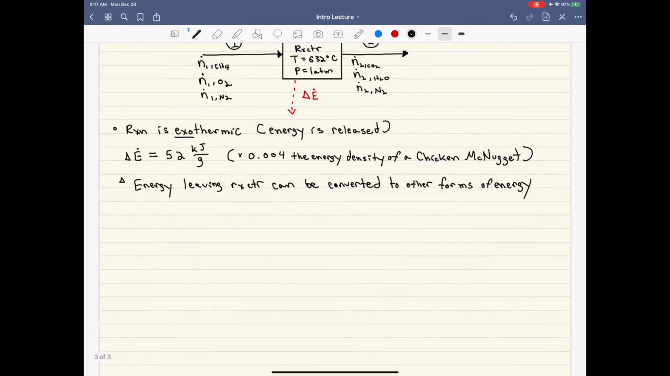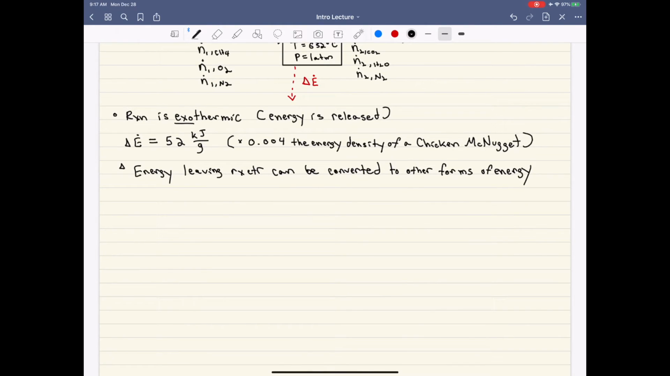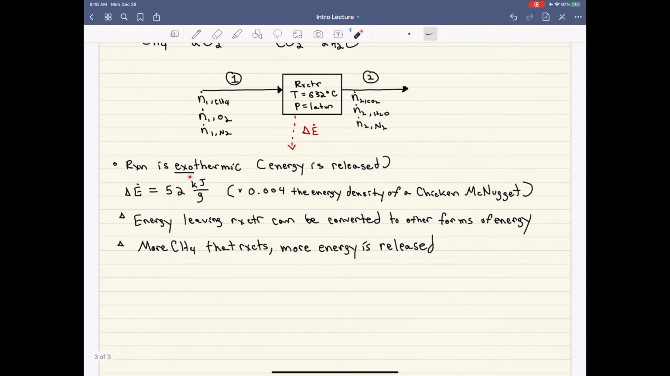All right. And in order to power your city all year round, you need to continuously feed in methane, right? Because the more methane you feed into your process, so the more methane that reacts, the more energy is released. All right. And so I want to highlight that. It's 52 kilojoules per gram, and so you're going to need to continuously feed in lots of grams of methane in order to power your city.